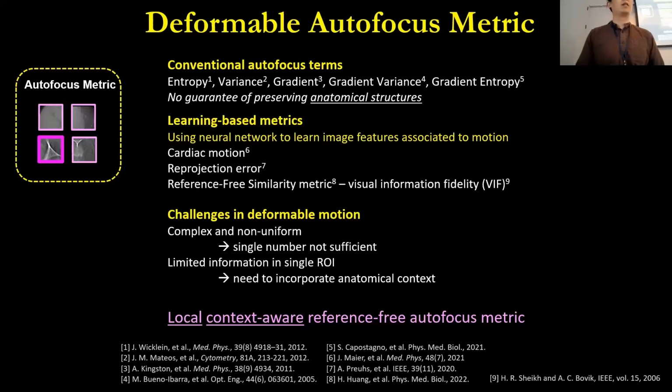However, once we advance this workflow into deformable motion, there are some challenges. First, deformable motion is complex and non-uniform, so our previous approach of using a single number to quantify the motion artifacts inside the image is not sufficient anymore. And also, since we are working on an ROI basis, the information in each ROI is limited. Therefore, we need to incorporate some anatomical context into the ROI metric calculation. So we propose a local context-aware reference-free autofocus metric.